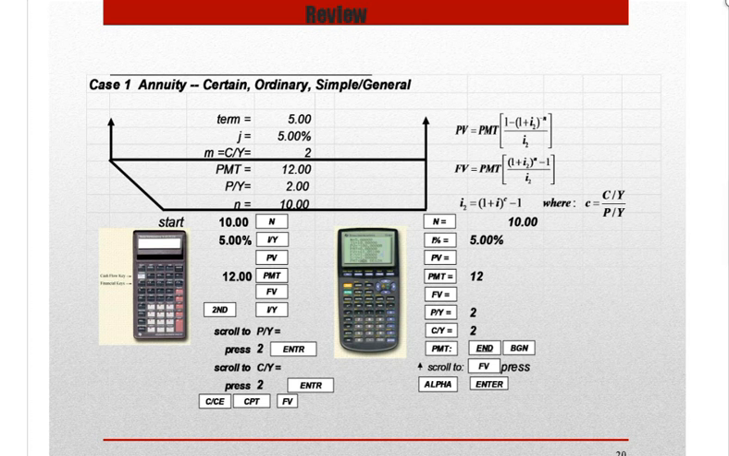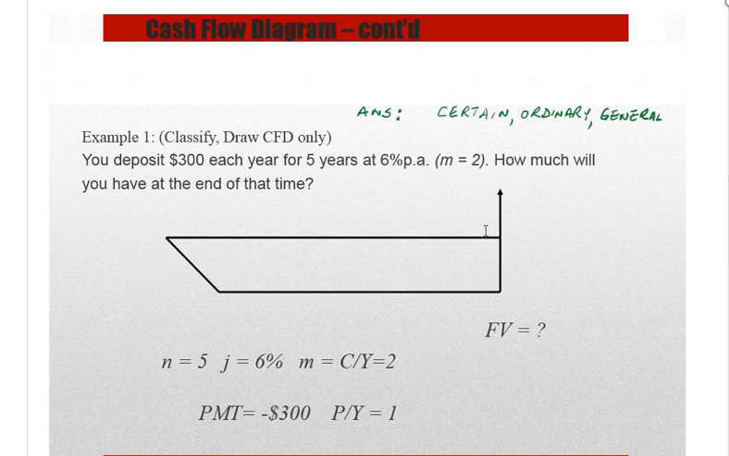Now we'd like to review some examples from different annuities. So let's take a bullet first. You deposit $300 each for 5 years at 6% compounded semi-annually. How much will you have at the end of that time? So I say 5 years, that gives me annuity certain. At the end of every period, so that's ordinary. And since I have each year, so that's P over Y is equal to 1, but C over Y is equal to 2, so I have a general because they are not equal to each other.